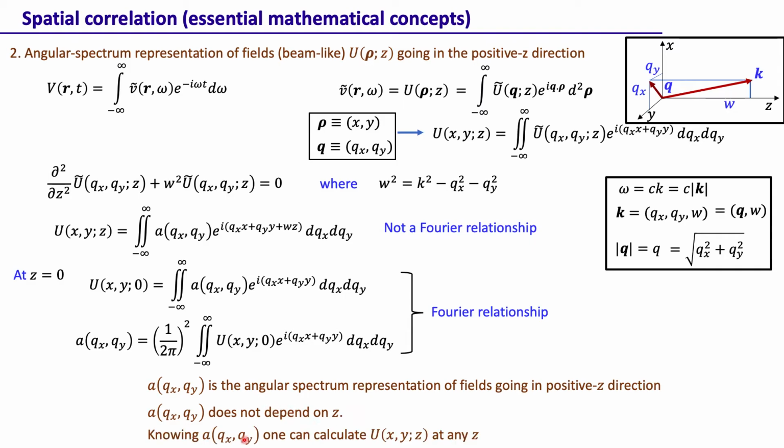This does not depend on z, and in fact, knowing A of qx, qy, one can calculate u of x, y, z at any z. That means once we know A of qx, qy, we can substitute its value in there and then calculate u at x, y, z.